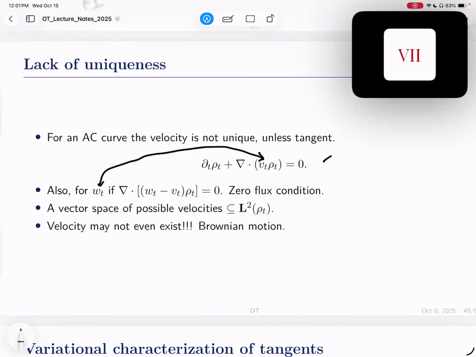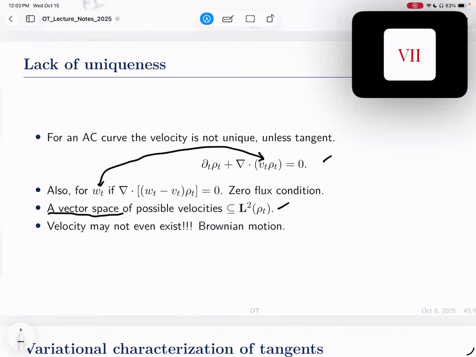Now, what is the space of all vector-valued velocity fields such that the difference between these two rho t divergences is 0? This is a linear constraint, and therefore this is a whole vector space. It's an entire infinite dimensional vector space of possible velocities. We just have to impose that they are in L2, so it's some subspace of L2. There is no uniqueness. Any element of this vector space you can plug in as a velocity, and you still get the same solution of the continuity equation.